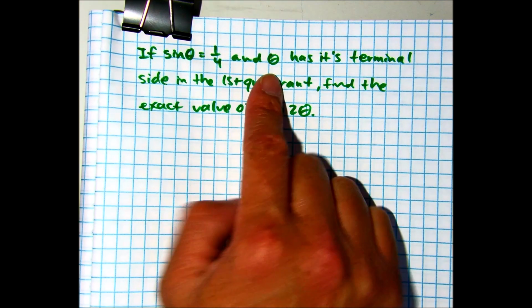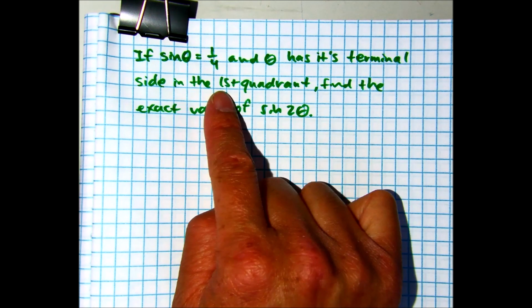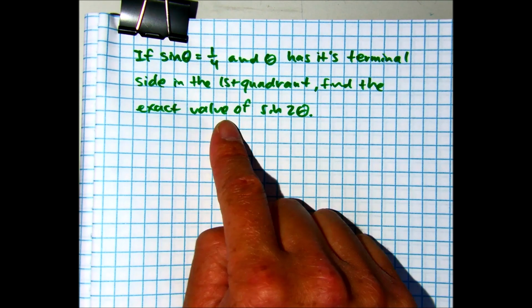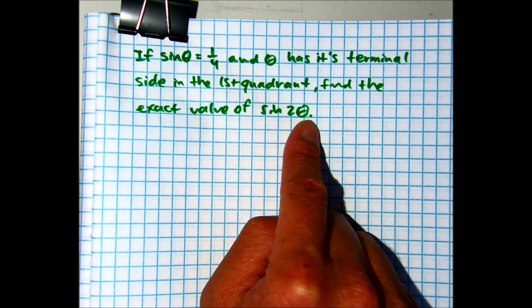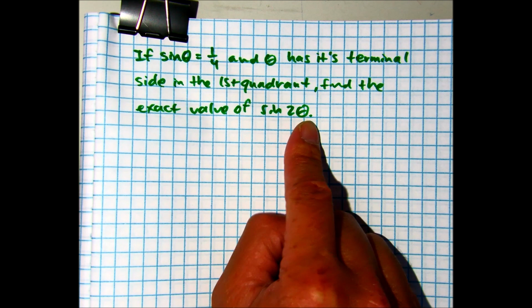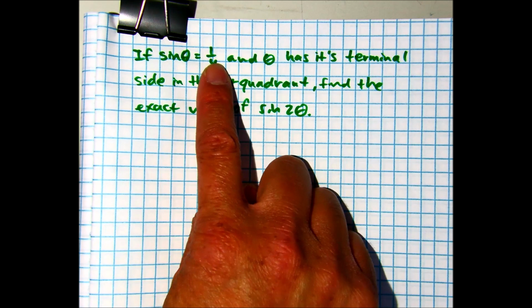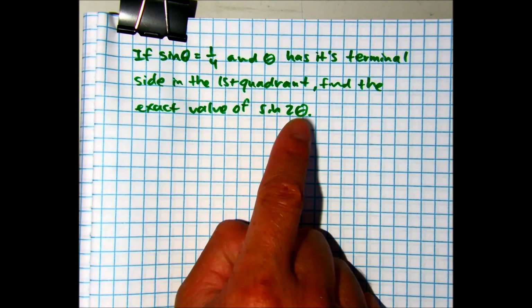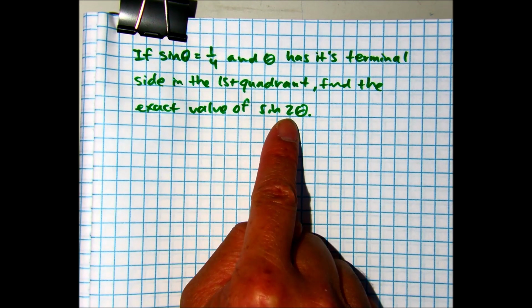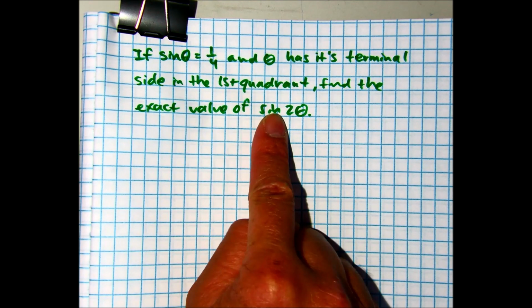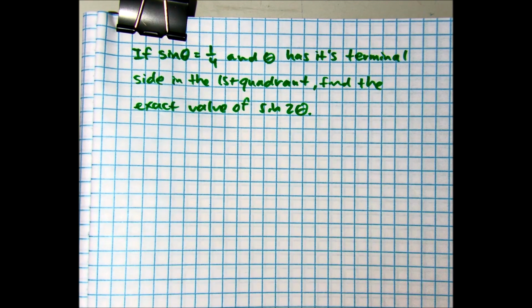1/4 and theta has its terminal side in first quadrant, find the exact value of sine of 2 times theta. Well, if I look at this problem here, you're not going to do something silly like multiplying this number times 2 because you just see 2 there. This is called the double angle identity of sine, located on your formula sheet.